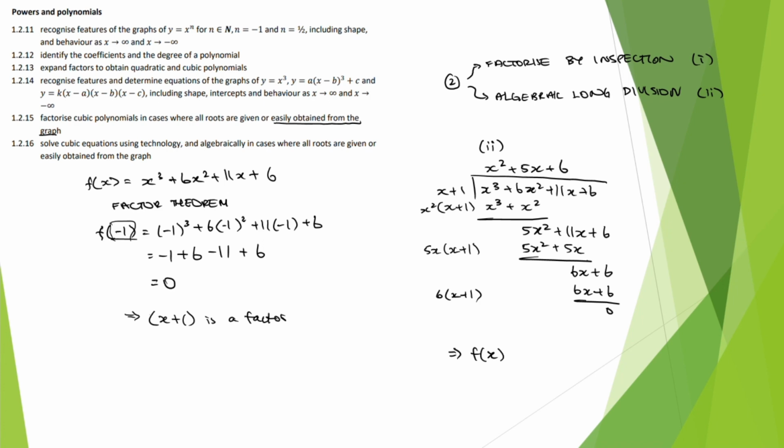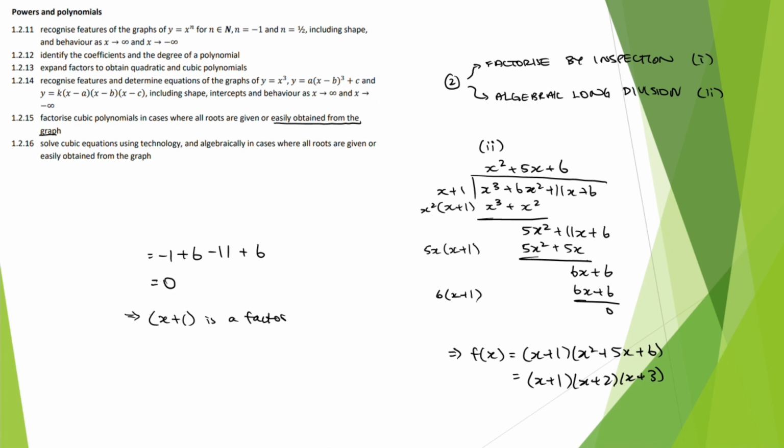And so now we can write our cubic as f of x equals x plus 1 multiplied by x squared plus 5x plus 6. Some students might find this method easier, others find factorizing by inspection easier, but it's important that you know both. And unless it asks you to use a specific technique, use the one that is easiest for you. And so we know from previously that this factorizes to x plus 1, x plus 3, x plus 2, sorry, x plus 3.